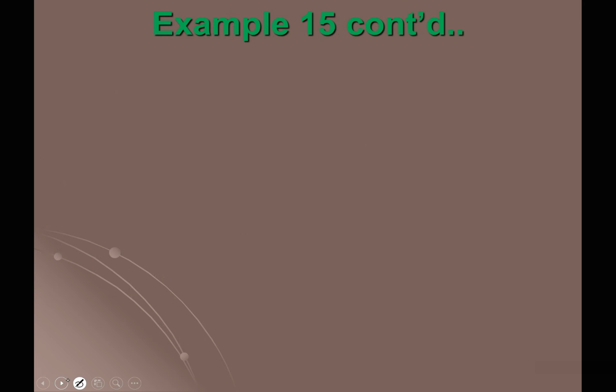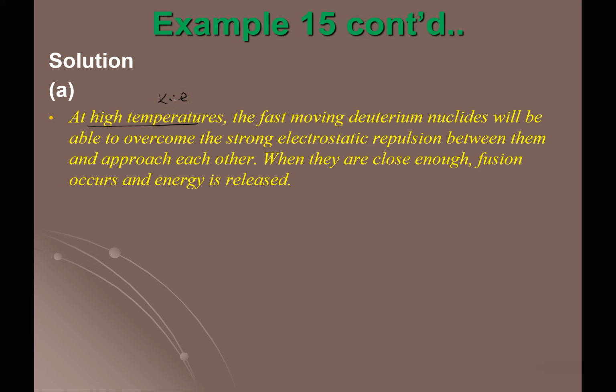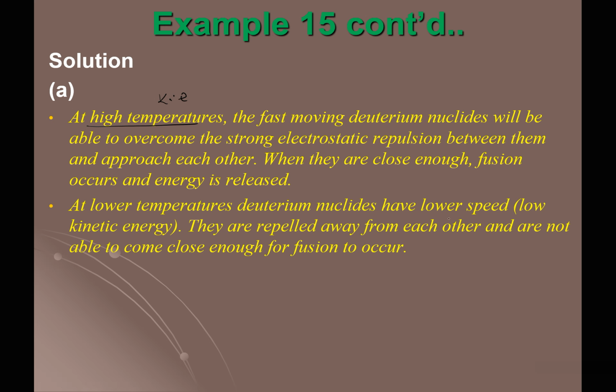So the first part of the equation, I think I've already answered this, where I said in part A, at high temperatures, the fast-moving deuterium nuclides will be able to overcome the strong electrostatic repulsion between them and approach each other. Reason: High temperature means high kinetic energy. Therefore, they can easily overcome the force of repulsion. I've already explained that. But at low temperature, the deuterium nuclides have low speed. That means they have low kinetic energy. They can easily be repelled. So they are repelled away from each other, and therefore they cannot come close enough to fuse. The reaction will not occur.